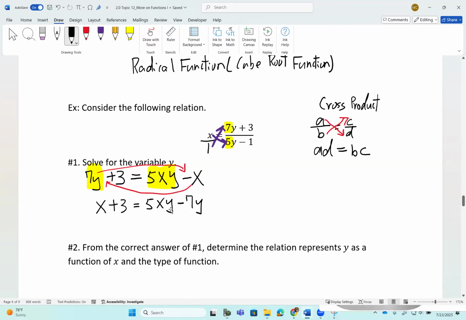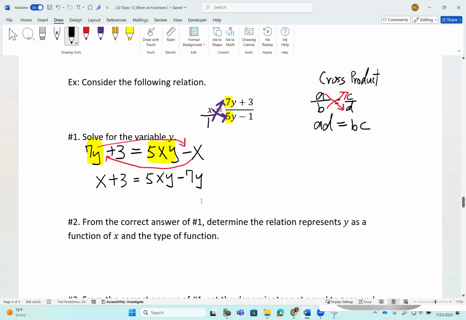When my variable is trapped between two different terms and I cannot combine them, this is where the factoring comes in, because the common factor between these two terms is the y. If I factor out the y, what's left will be 5x and negative 7, because by factoring, I'm making these two terms into a single term, right? Now it's equal to x plus 3.